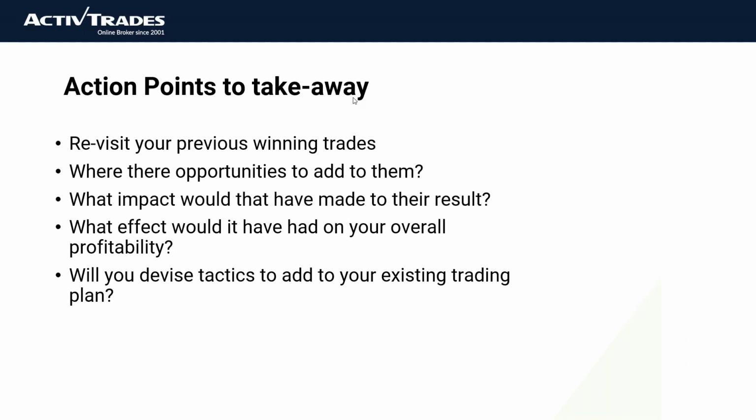So here are a few action points for you to take away. Just go and get a few of your previous winning trades. If you've kept screenshots of them, which I would hope, look at the screenshots and ask: were there opportunities for you to add to them? Were there Ross hooks there that at the time you probably didn't see, because you didn't know about the Ross hook? Looking at it now, there were opportunities to add. What impact would that have made to the overall result if you had added, based upon the rules and method we've discussed here? What effect might that have had on your overall profitability?